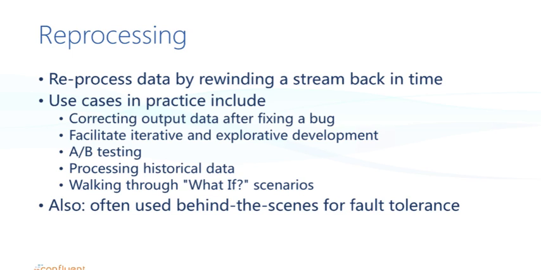Now also, the reprocessing functionality might on the one hand be exposed to you as the user for your own applications, but often it is also being used behind the scenes for fault tolerance, for example. So if a machine fails, a new machine that will take over the work might want to rewind in time in order to fix the stuff that happened in between the crash.